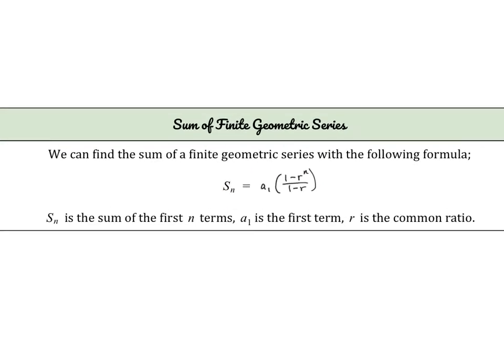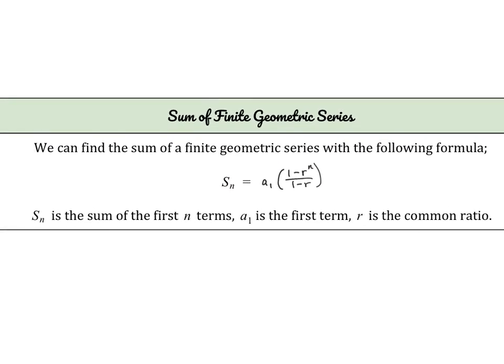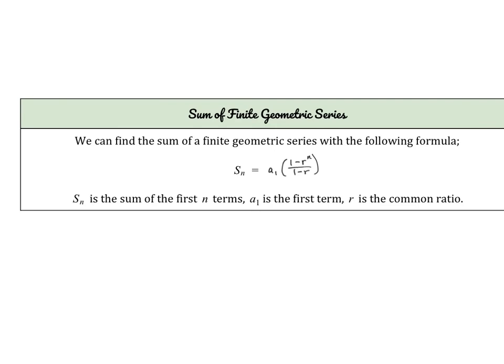So it's s sub n, so the sum of the first n terms, equals a sub 1 times 1 minus r to the power of n all over 1 minus r. So again, a sub 1 is that first term, r is our common ratio, and n is the number of terms. So again, this is the sum of the first n terms. So this formula is assuming that we're starting with the first term.